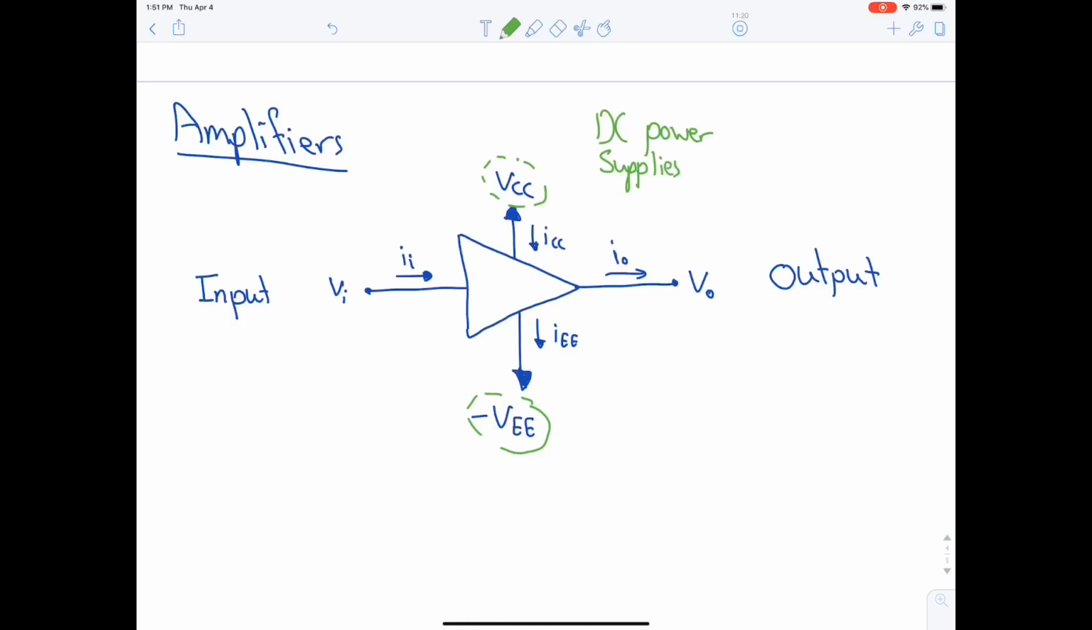As its name suggests, the signals on the power supplies are DC, whereas at the input, the signals are AC. What is AC? AC stands for alternating current. And DC stands for direct current.